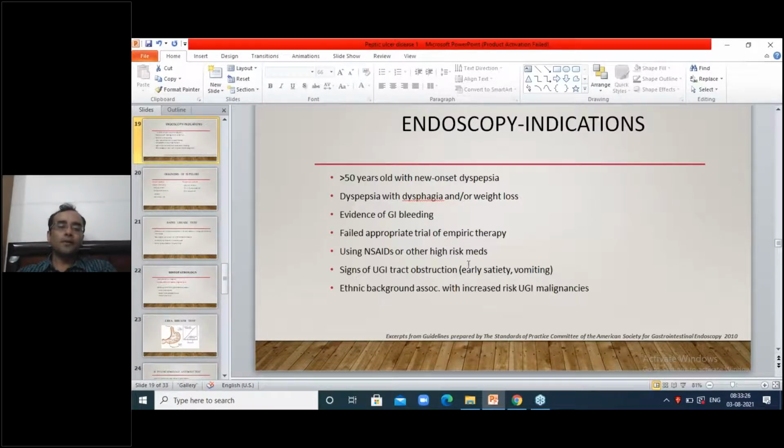or has failed a trial of empirical therapy, or uses NSAIDs or steroids, which are known to be a risk factor for the formation of peptic ulcer, or they have signs of GI obstruction like early satiety, or recurrent vomiting, or vomiting which contains stale food. Vomiting which contains stale food is a typical sign of gastric outlet obstruction. Or there is a genetic factor or a family history or an ethnic background which are associated with increased risk of upper GI malignancies. For example, gastric cancer is very common in Japan. So if you have any such factors or a family history of gastric cancer, you would like to do an endoscopy.